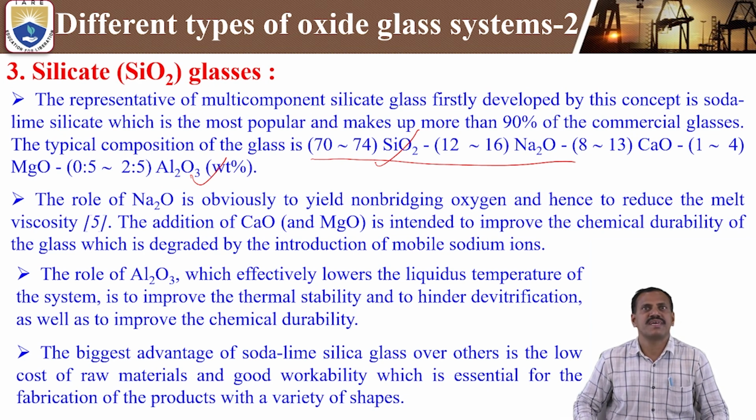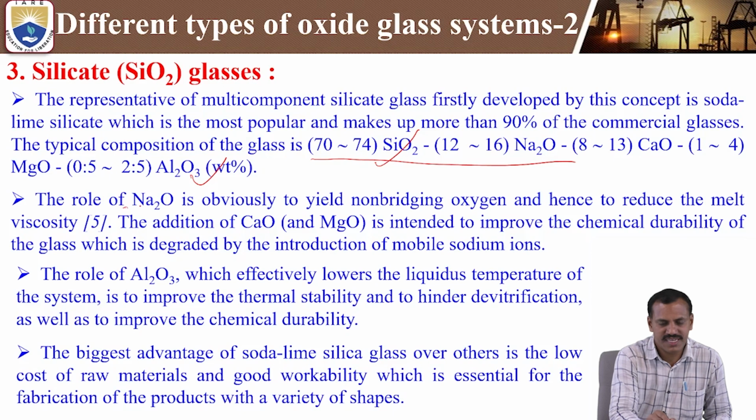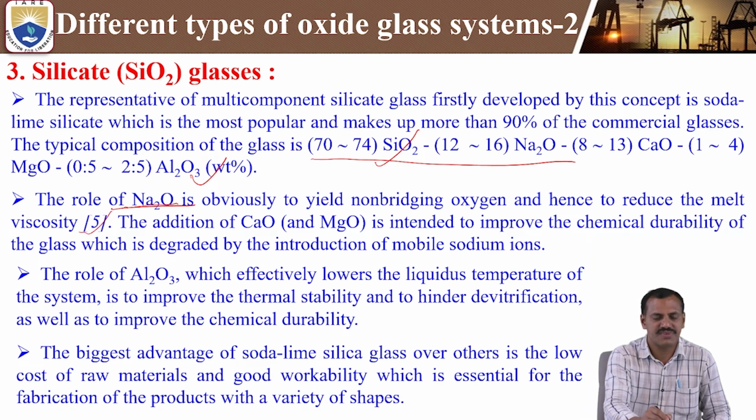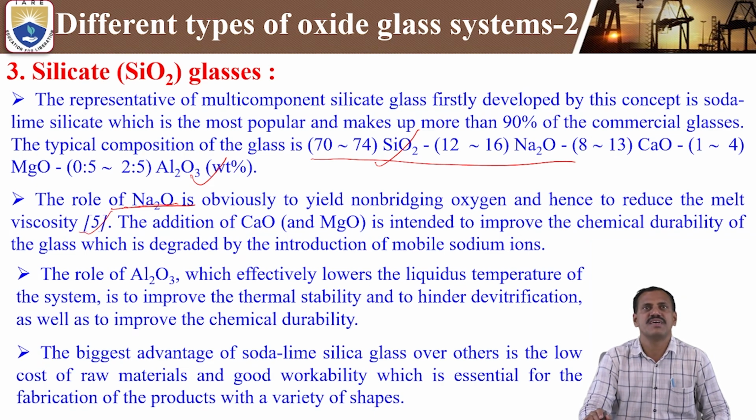The role of sodium oxide is obviously to yield non-bridging oxygens and hence to reduce the melt viscosity. So the melt viscosity should be reduced whenever we add sodium oxide, Na2O, into the glass composition.